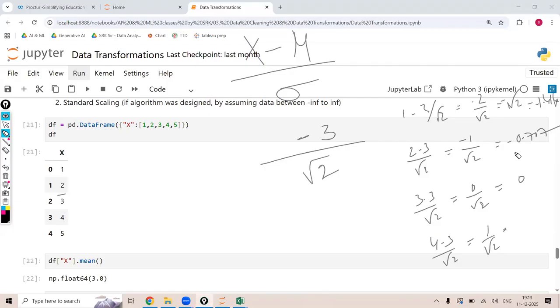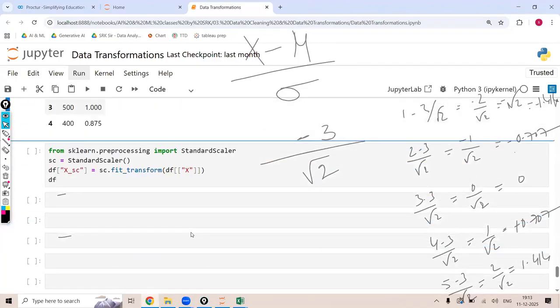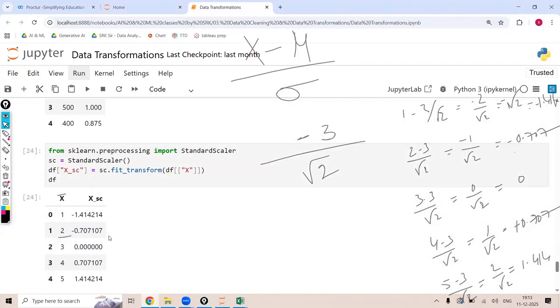Next is 4 minus 3 divided by square root of 2, that is 1 by square root of 2. Automatically this number, earlier it was minus 1, now it is plus 1. So plus 0.707. What is the last number? 5. So 5 minus 3 divided by square root of 2, that is 2 by square root of 2, which is square root of 2, which is 1.414. So the first value is converted to minus 1.414, the second number to minus 0.707, the third number to 0. Like this, one by one, it was converted. Now let us cross check. When we apply the standard scaler, what is the output?